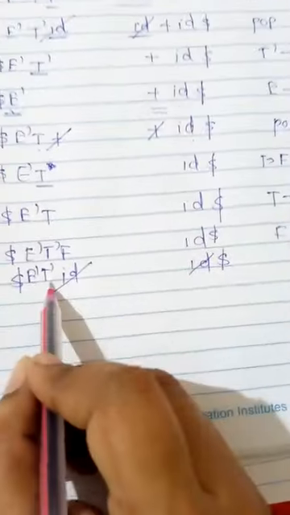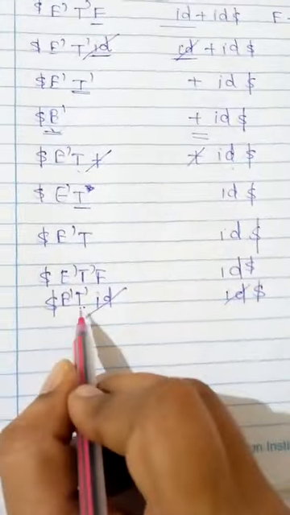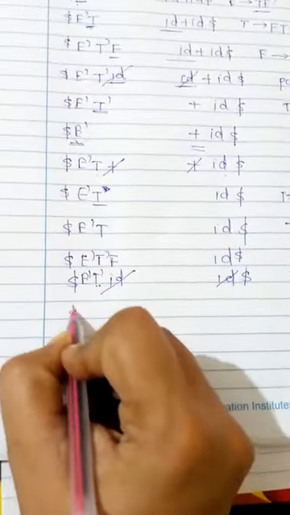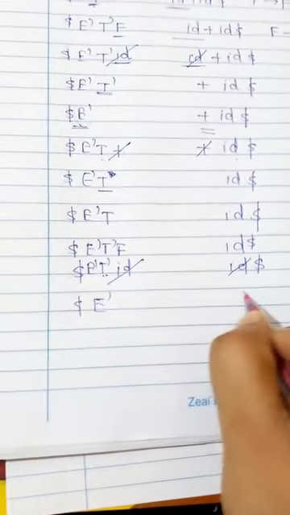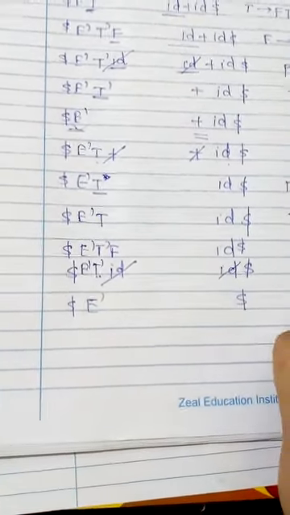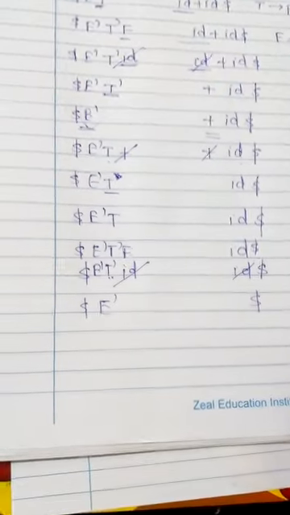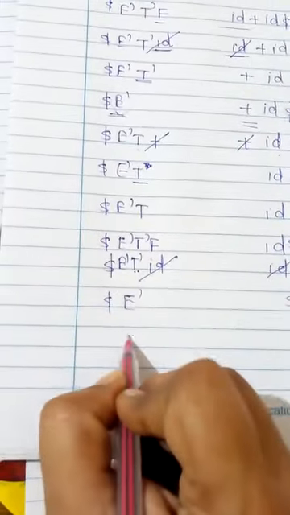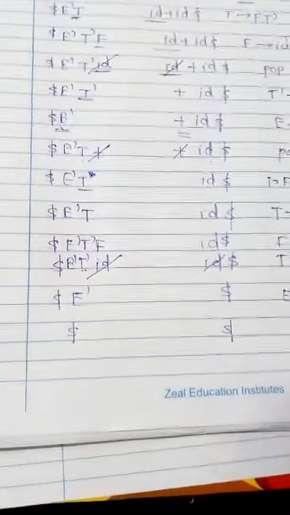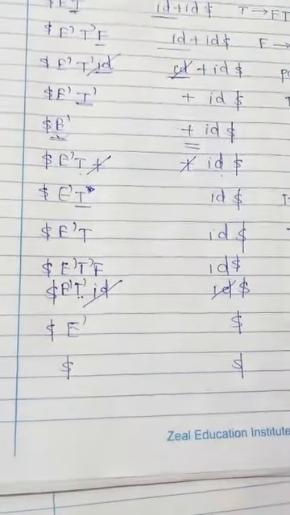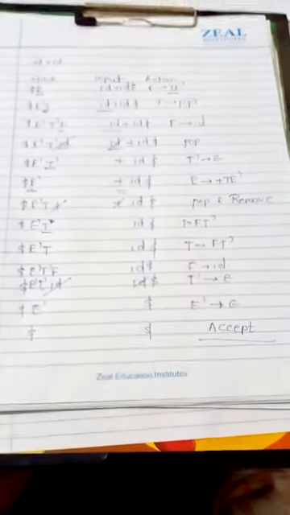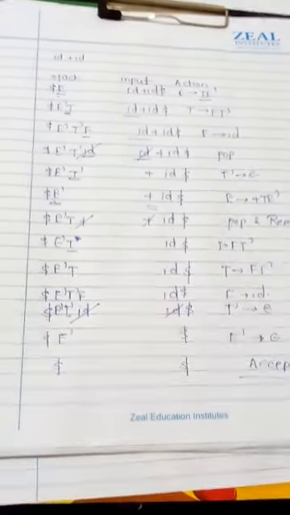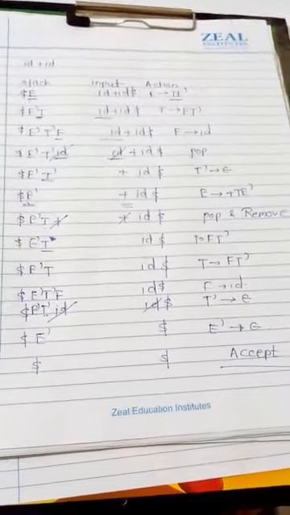Now who is remaining? Only T dash and dollar. So we will check T dash on dollar. T dash on dollar, you have epsilon. So T dash gives you epsilon. Now put here epsilon. What is remaining? E dash. Again dollar is there. So E dash on dollar again gives you E dash epsilon. So replace it with epsilon. Who is remaining? Here it is dollar. As the string is completely parsed, you will say yes, it is an accepted string. This is how we check acceptance of the given string.